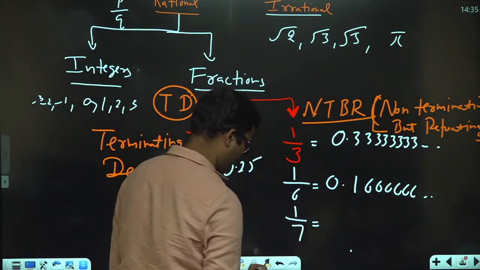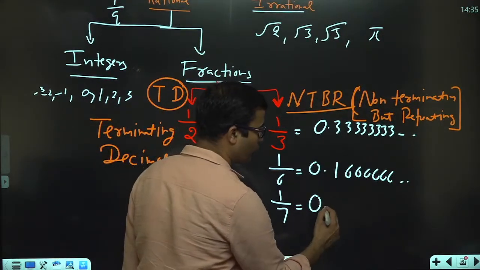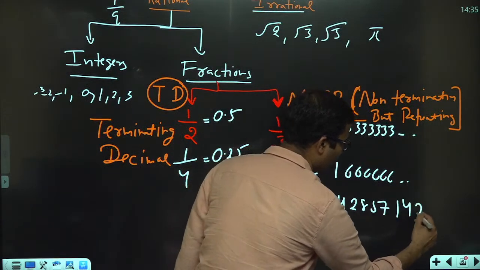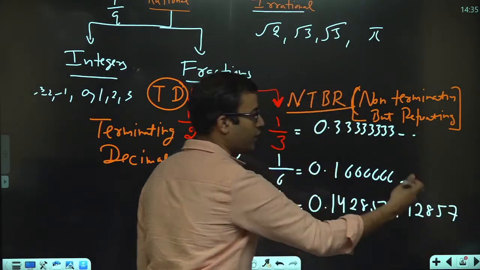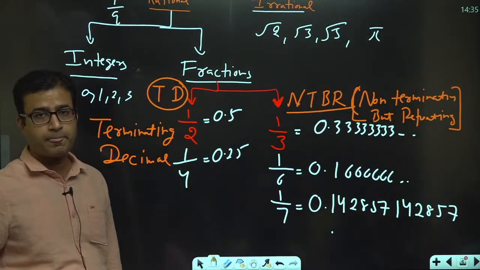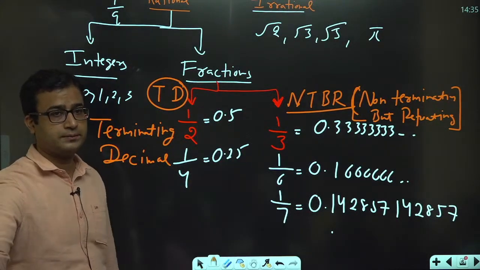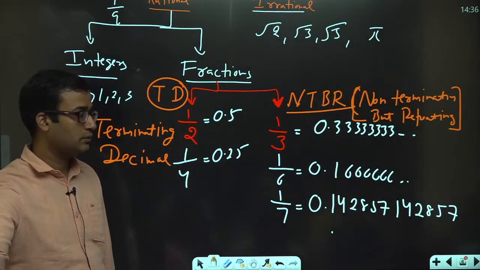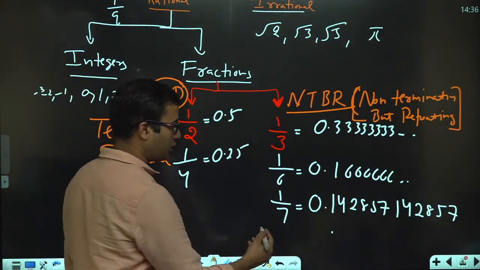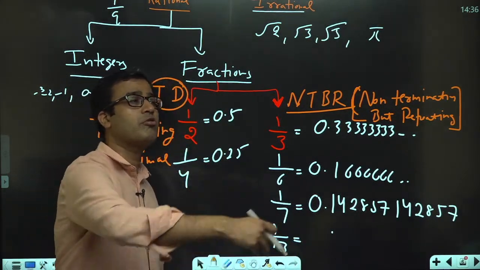1 by 7. I tell you what is 1 by 7. 0.142857, 142857, 142857. You will find 1 by 7 repeats after 6 digits. 1 by 13, you can check at your home. You will find there is a repetition after 12 digits.